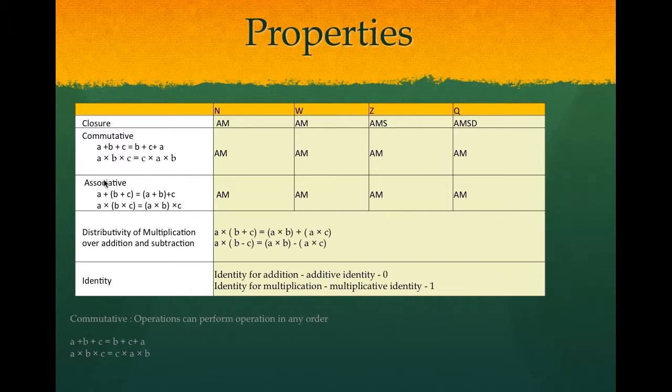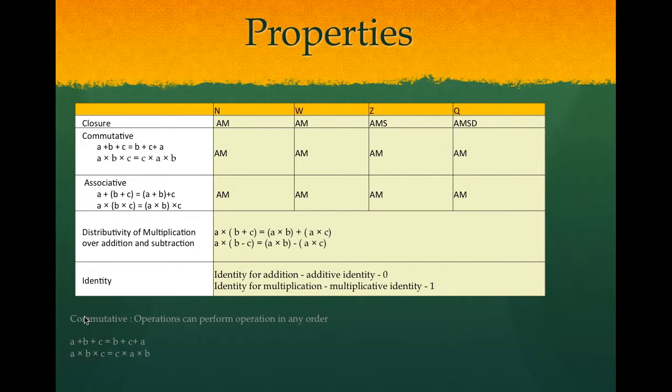So understand the property first, because the table is very simple. All these properties hold under addition and multiplication. They do not hold under subtraction and division, except for the closure property here. So this table is very easy to remember, but you have to understand the properties.